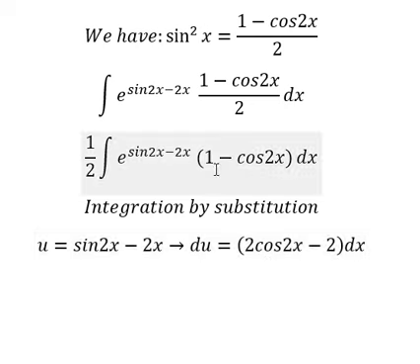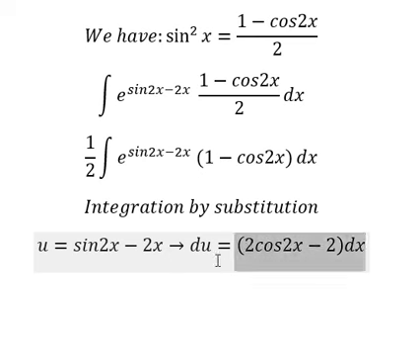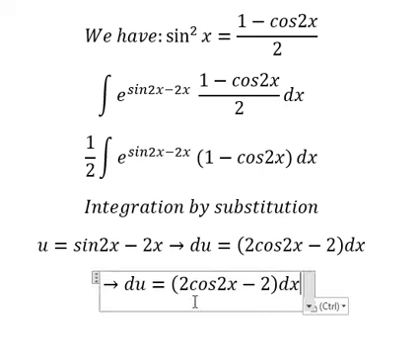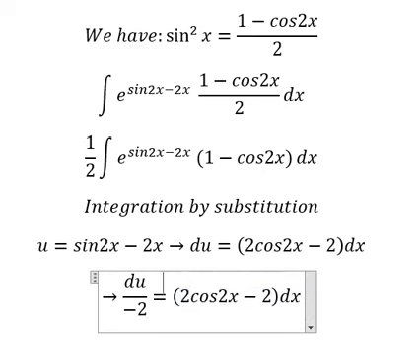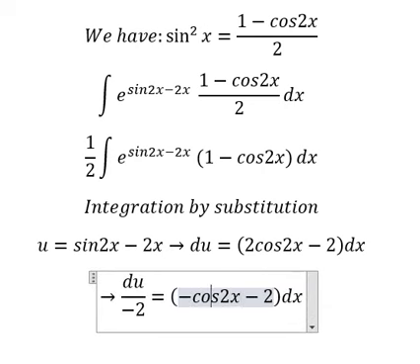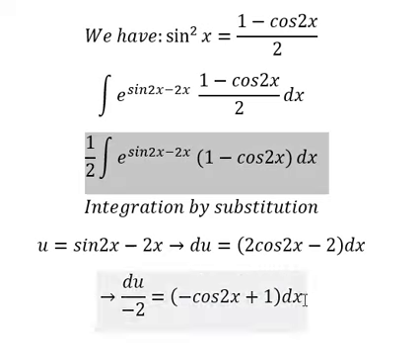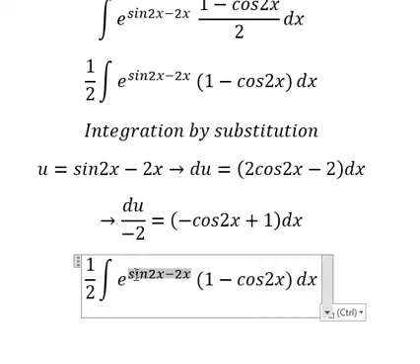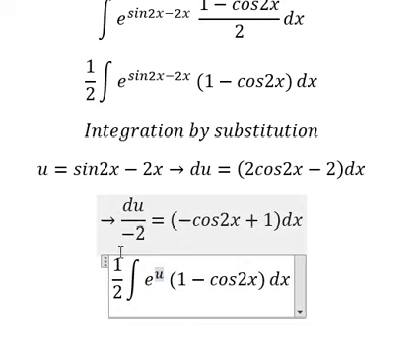So, because we just have number 1 minus cosine 2x, this one is about 2 cosine 2x minus number 2. So, we need to divide both sides by negative number 2. So this one we change for u. This one we change for du over negative number 2.